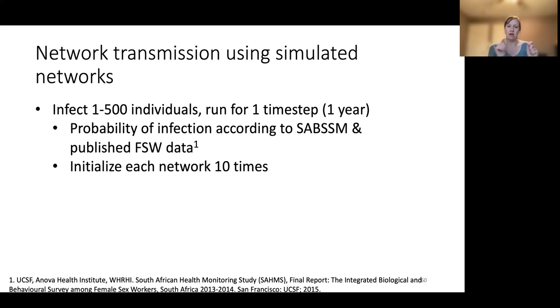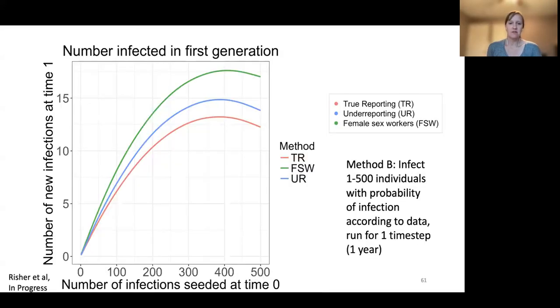So we infect between 1 and 500 individuals within our 1,000 person network. And then we run for one time step. So we say how many people get infected in that one time step. And the probability of infection is distributed based on SAPSM4 and published FSW data. And we initialize each network 10 times to be able to account for some uncertainty there.